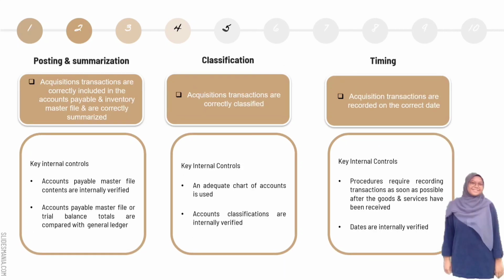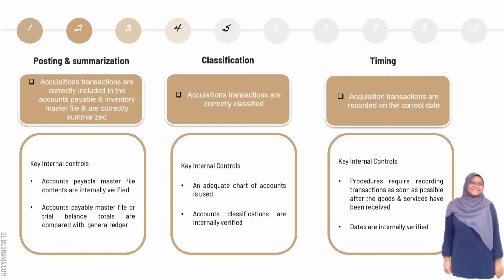Posting and summarization: acquisition transactions are correctly included in the accounts payable and inventory master file and are correctly summarized. The internal control: accounts payable master file contents are internally verified, and the accounts payable master file or trial balance total is compared with the general ledger.